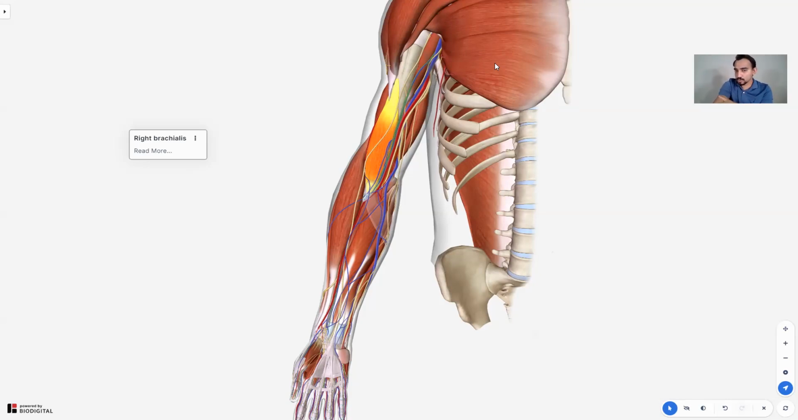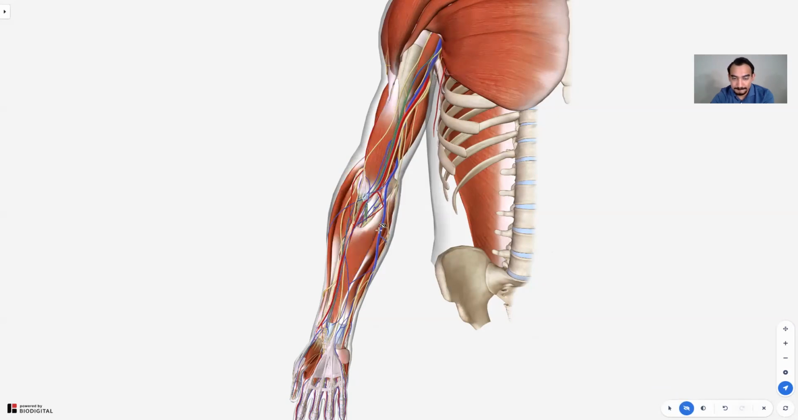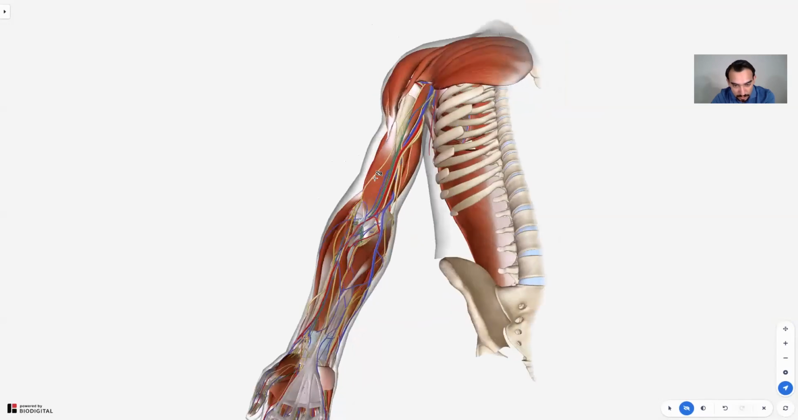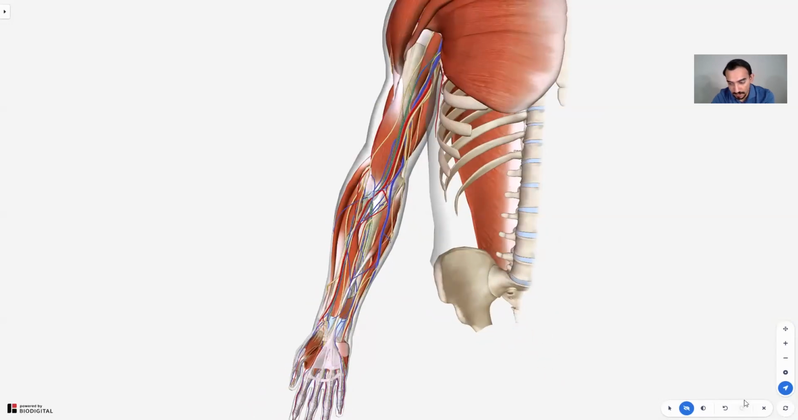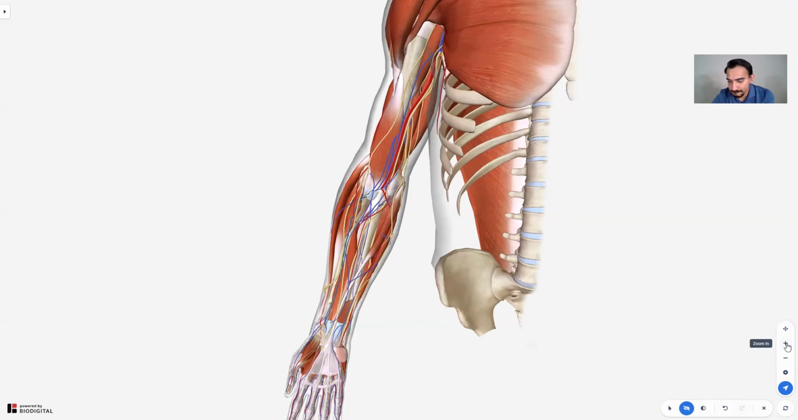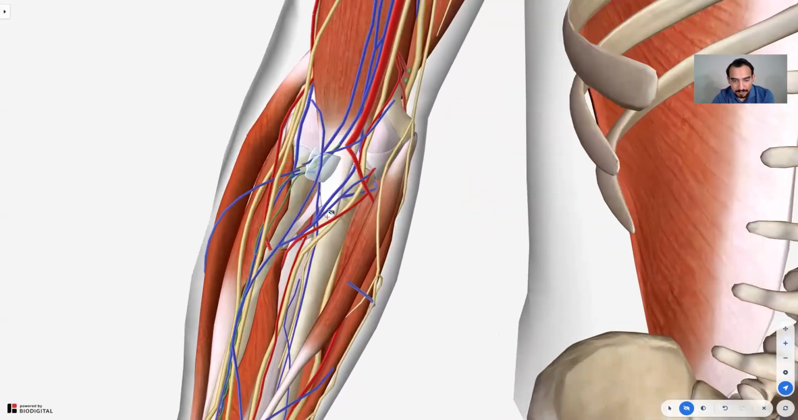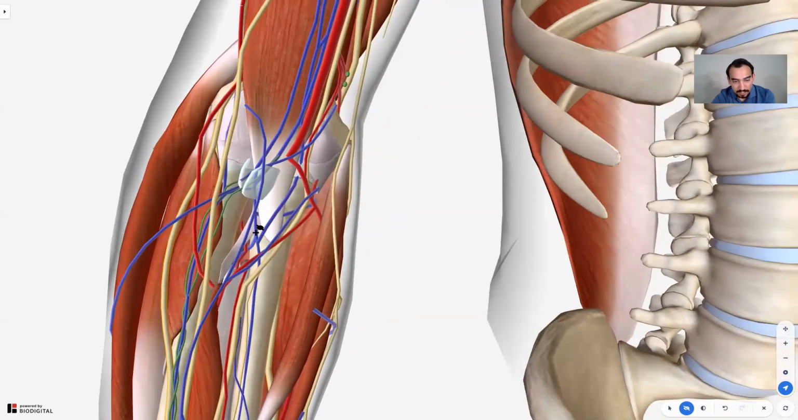So remember that from the shaft of the humerus, next to the deltoid tuberosity, medial to the deltoid tuberosity, it goes down. And what do you think? Where does it insert? Radius, ulna? Let me show you. It actually inserts on your ulna. Let me make it bigger. That's your brachialis.